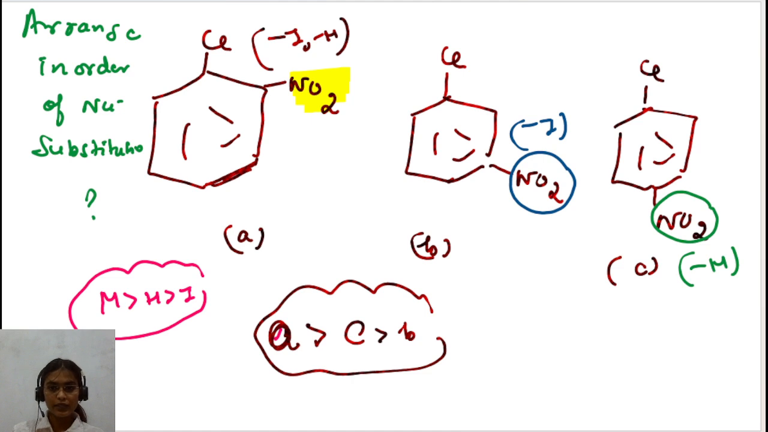Okay, so let me just check. Anyone give you this kind of answer? A, C, B. I hope you're getting it now, Richard and Aditya. Okay, this is going to be the correct answer. This is how we have to follow the order here. I guess you're getting it now. So this is all for the SNAr mechanism there.